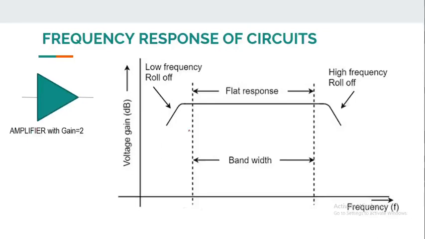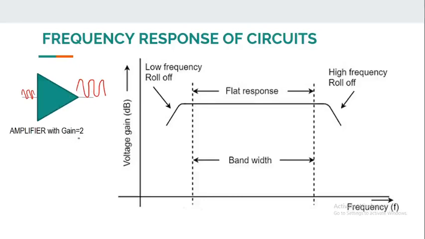Now, frequency response of circuits or communication circuits. So many elements are used in a communication system. For example, we will take the case of an amplifier. An amplifier of gain 2 means if a sine wave is applied here, it will be doubled and given at the output. That is an amplifier. It will be used in communication in many stages to strengthen the signal.